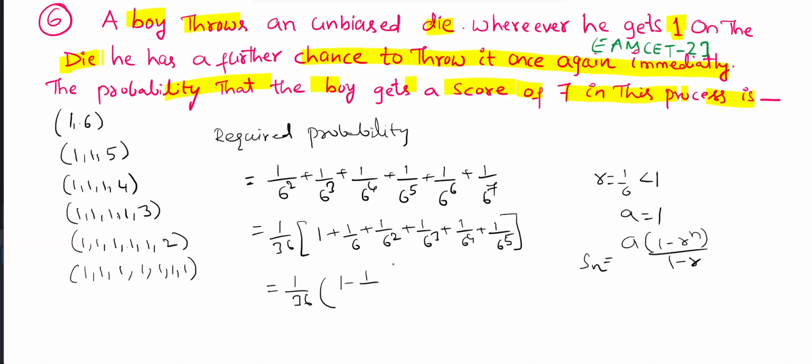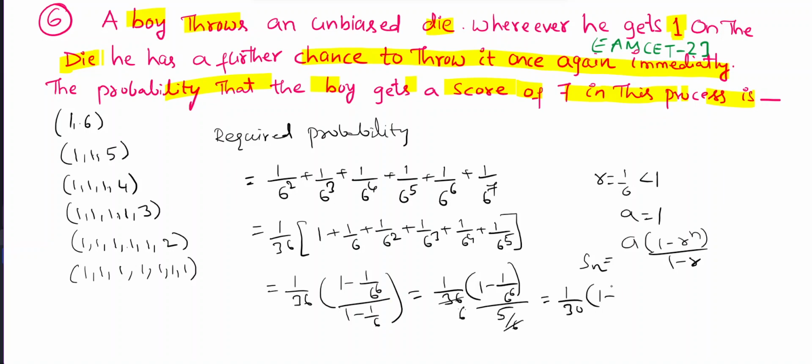R power N value is, here it is 6, that is 1 minus 1 by 6 to the power of 6 by 1 minus 1 by 6. That is equal to 1 by 36 into, this is 1 minus 1 by 6 to the power of 6. 1 minus 1 by 6 is 5 by 6. Here 6 times cancel, that is 6 into 5 is 30. That is 1 by 30 into 1 minus 1 by 6 to the power of 6. This is the required answer.